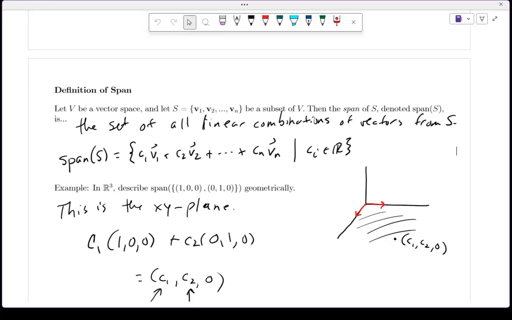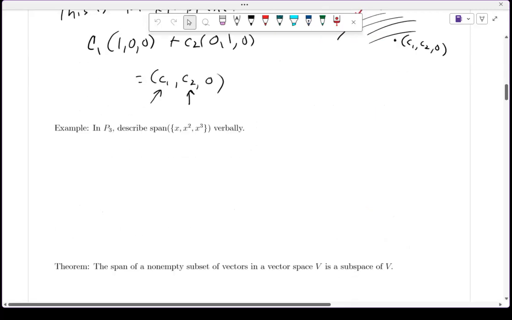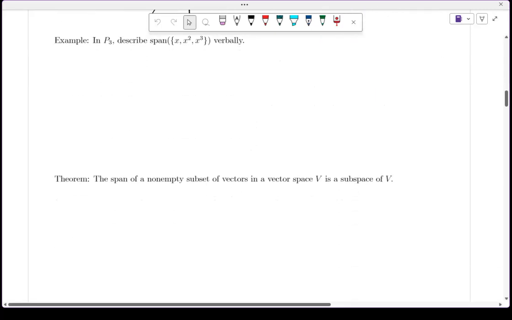Okay. So let's look at this next example where we've got a set of vectors in P3. Vectors in P3 are just polynomials in P3. We wanted to know what the span of x, x squared, and x cubed looks like. So again, the span says to do all the possible linear combinations of these vectors, in this case, these polynomials. What can you get out of that? Do you get the entire set P3 first off? Can you write every single polynomial of degree 3 or less as a constant times x plus a constant times x squared plus a constant times x cubed?